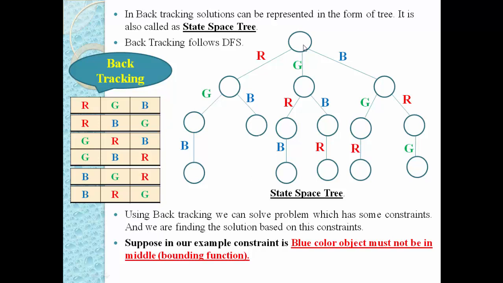Now check another possible solution, G, R and B. B is at last, so this is a correct solution. Then G, B and R. B is in the middle, so definitely we have to stop here, we have to just kill the node, and we are not exploring the node further, so remove this node.